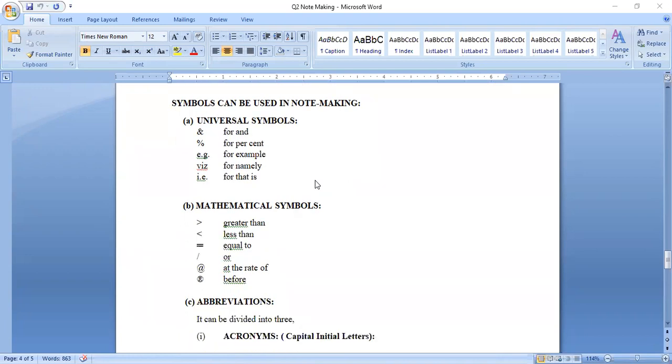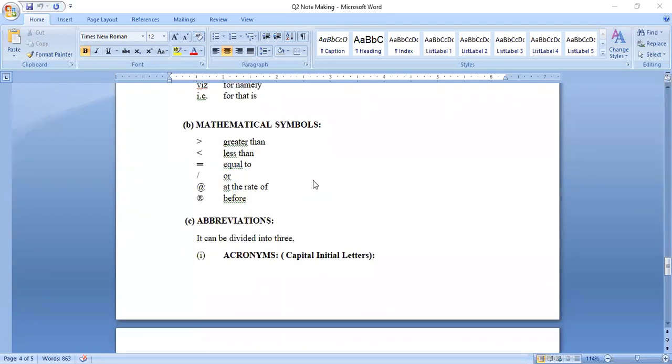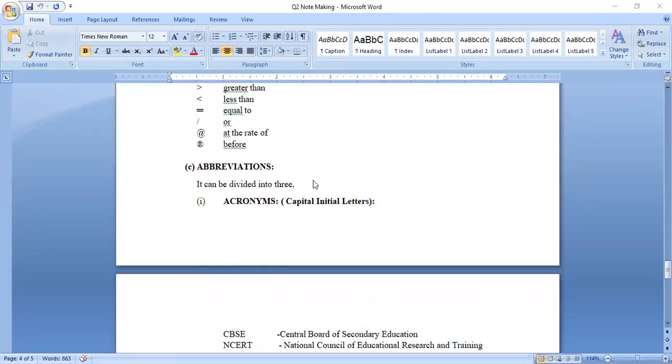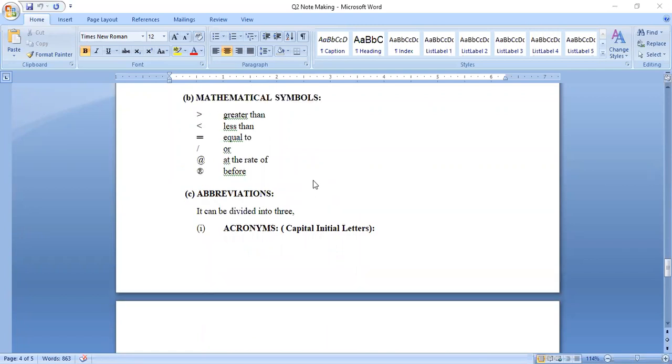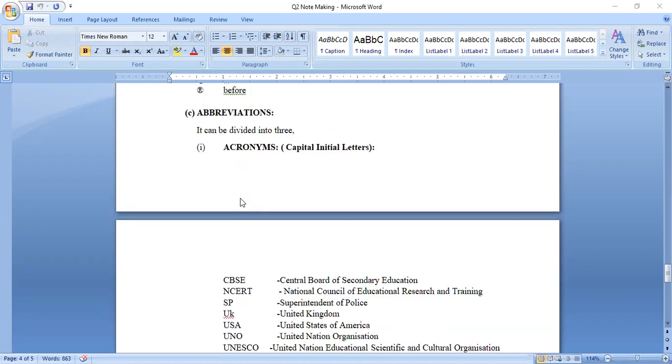You can also see that symbols can be used in note making. We have three. First one, universal symbols, and the symbols are percentage or example. Then mathematical symbols: greater than, less than, equal to, or, at the rate of, or before. All those things we can use instead of writing. So a greater than symbol, a less than symbol, an equal symbol, or when we use a slash, that means or, and of course the at symbol. Then an arrow or circle means before. So first one universal symbols, second mathematical symbols, third one is abbreviations.